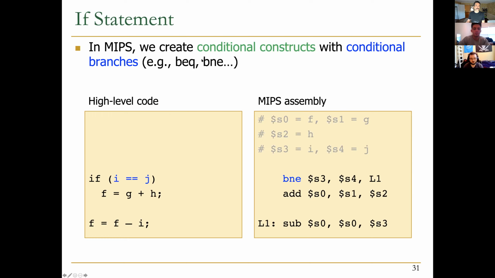So you have this instruction, branch not equal or branch equal, in order to write the code that you want to write.